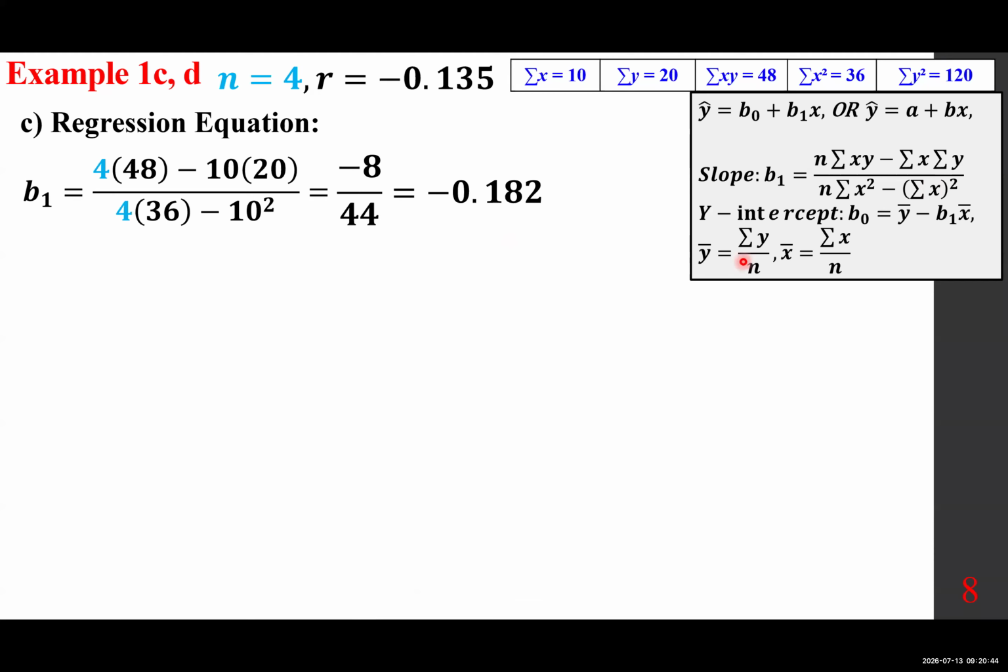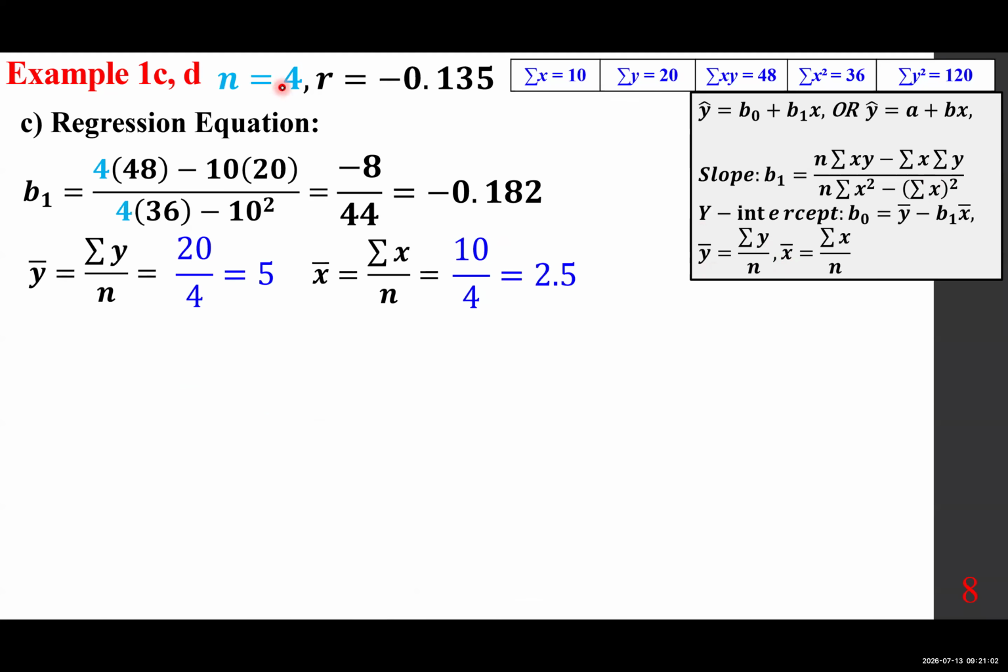Now, in order to get to the next one, you have to find the average y and average x. So you add them up. We already know summation of x is 10, summation of y is 20, and each one we divide by n, which is 4. So this becomes 5, this becomes 2.5. We already have those. So now we're going to use this formula: b0 is y bar minus b1 x bar. So this is 5 minus this number, which is this one, and now you definitely want to use a lot more decimals, times x bar. Notice using a lot more decimals. And we get this number.